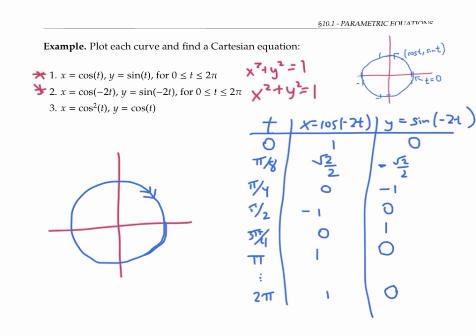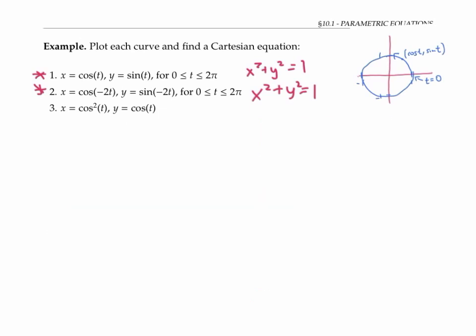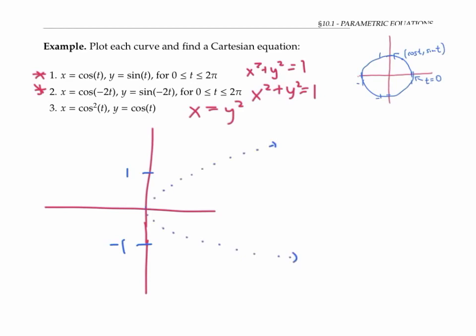Let's take a look at the third equation. There's no interval of values specified for t here, so let's just assume that t can be any real number. Now, as t ranges from negative infinity to infinity, our y values, which are given by cosine t, oscillate between 1 and negative 1. Our x values are always the square of our y values. So the graph of this curve has to lie on the graph of x equals y squared, which is a sideways parabola. But our parametrically defined curve doesn't cover this whole parabola.